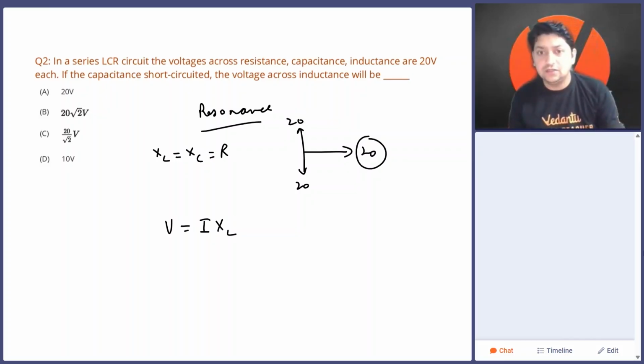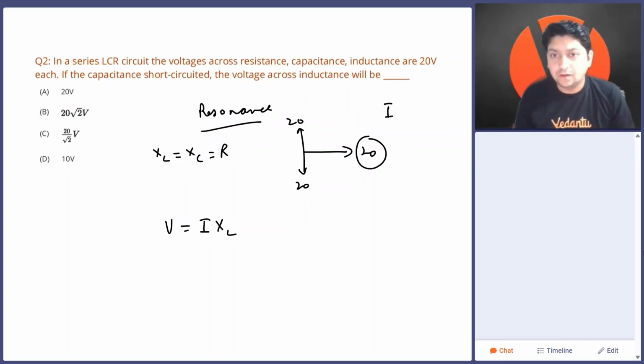See, in the initial case, was the current given or not? No, current was not given. Okay, no problem at all. We can find out the value of current. The voltage is 20, right? Let's find out the current when the capacitor is short circuited, right?